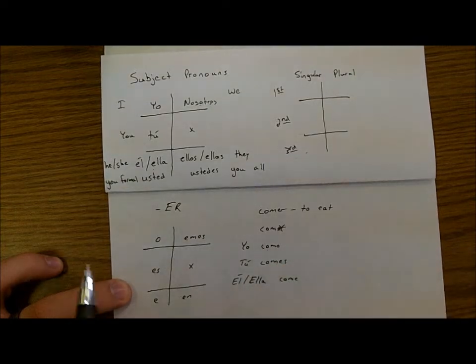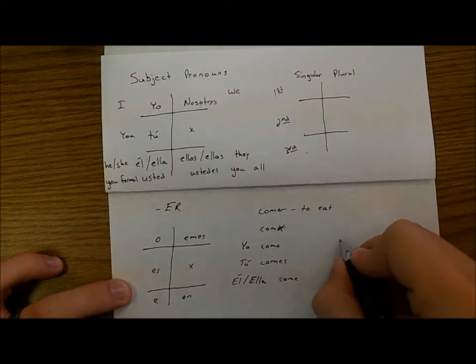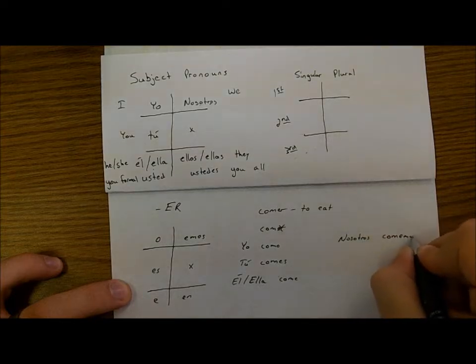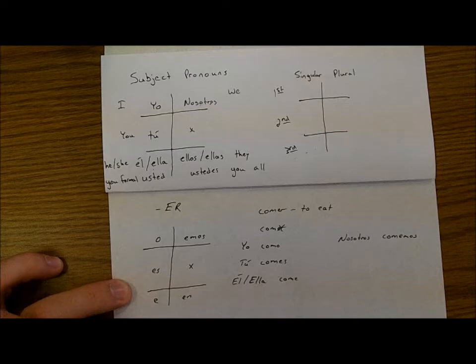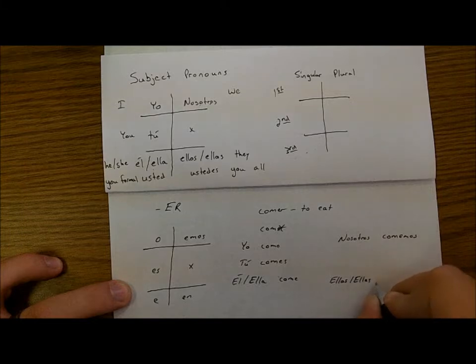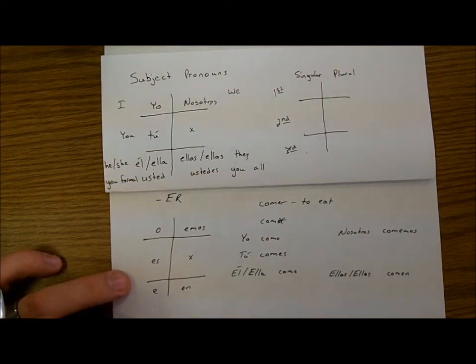If we want to say we eat, we look up at the top right, nosotros comemos. Lastly, if we want to say they eat, or you all eat, that's in the bottom right down here, so we get ellos or ellas comen. Now, let's do a couple of sentences to demonstrate this in real life situations.